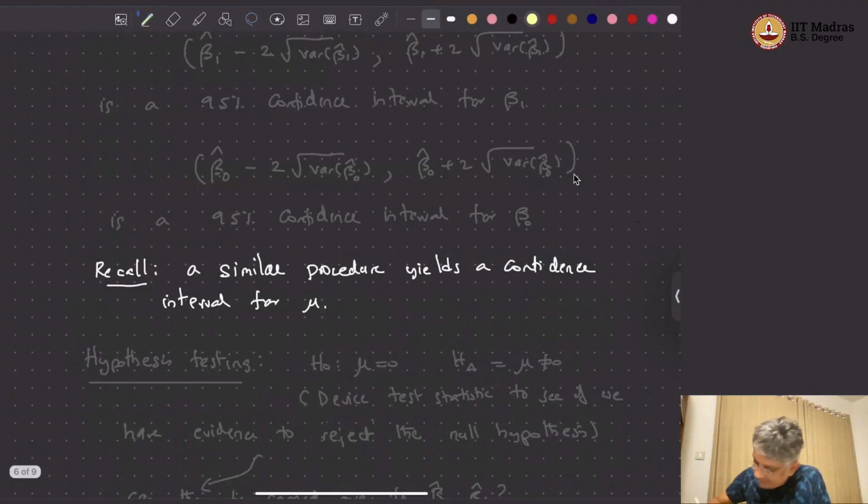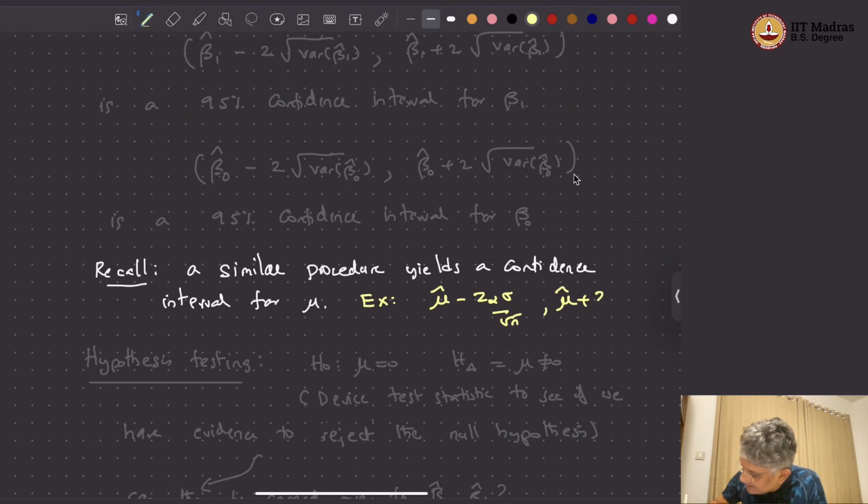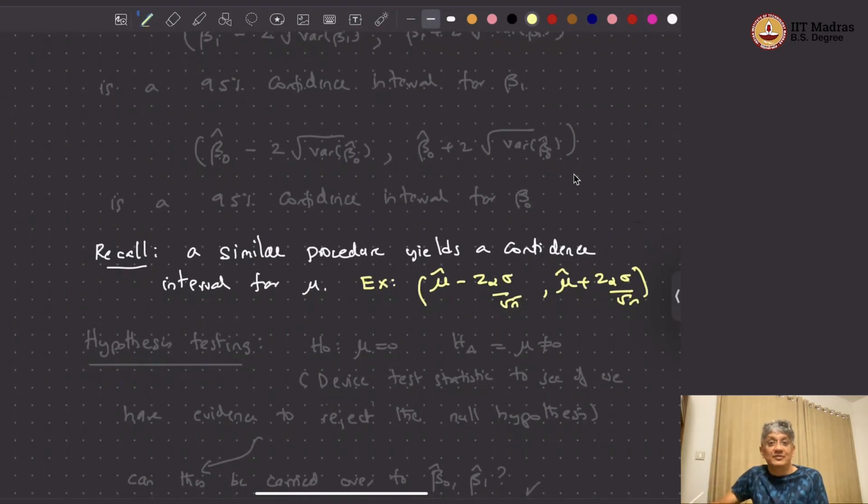So you remember we can do this. Let's do a simple exercise here. This we knew from before, that mu hat minus z alpha sigma by root n, and mu hat plus z alpha sigma by root n, gave us a confidence interval for mu, right? The alpha confidence interval for mu.